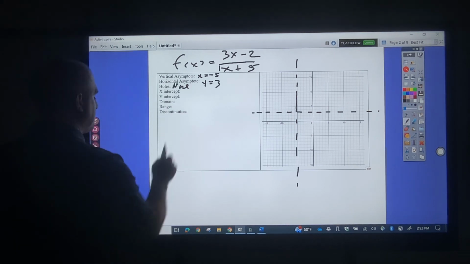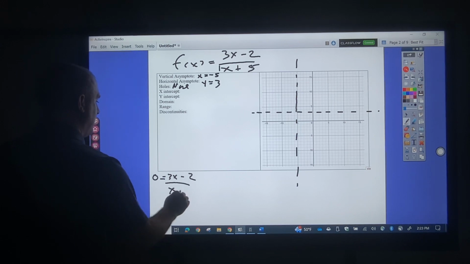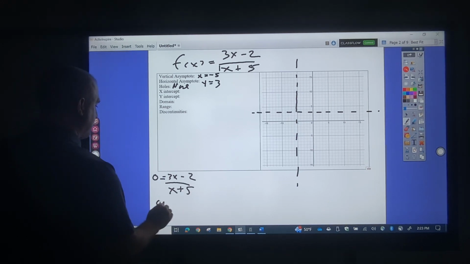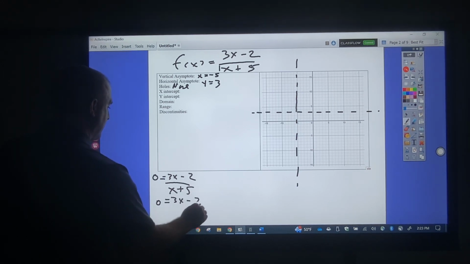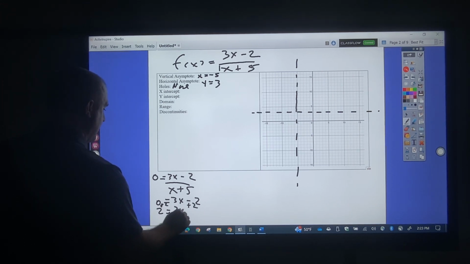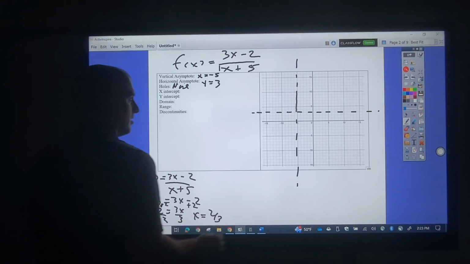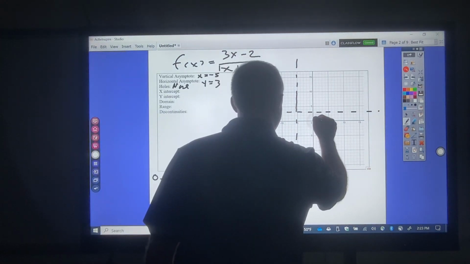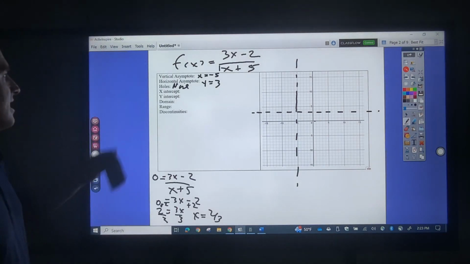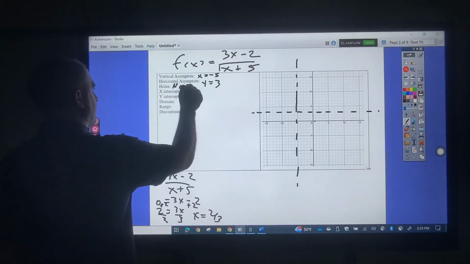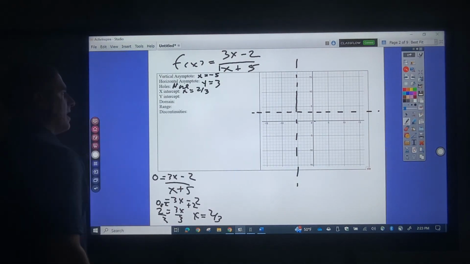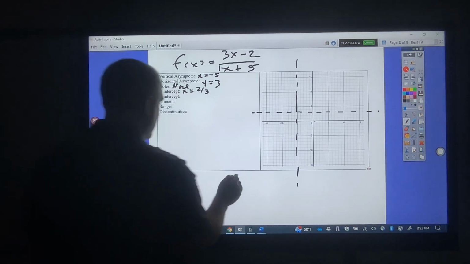For my x-intercept, 0 equals 3x minus 2 over x plus 5. Cross multiply that, that's going to be 0 equals 3x minus 2. I would add 2 to the other side, and then I would divide by 3. So x equals 2/3. Okay, so I'm going to have something right here.